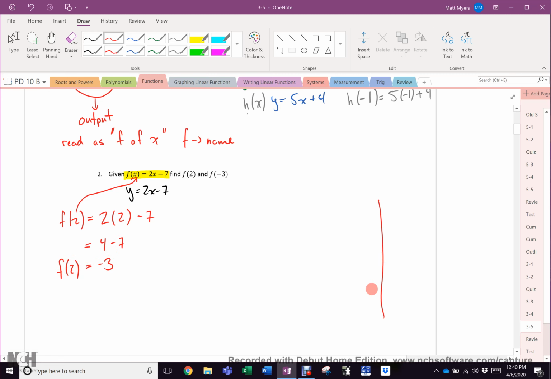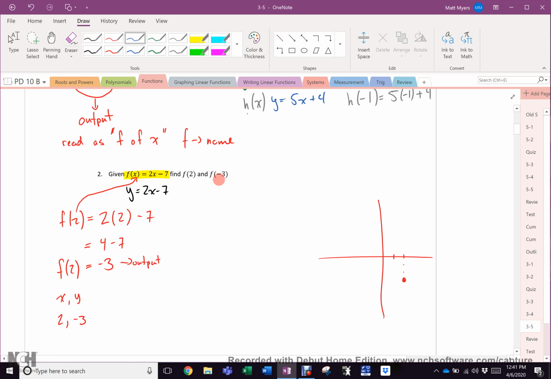Now, how would I put that on a graph? Well, the x is now a 2. So in my ordered pair, x is 2, and y, which is my output, is negative 3. So I would go to positive 1, positive 2, and down 1, 2, 3. And there is my dot.